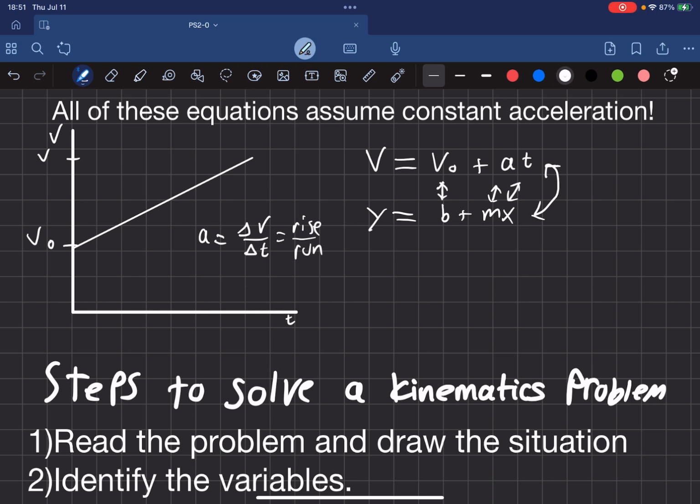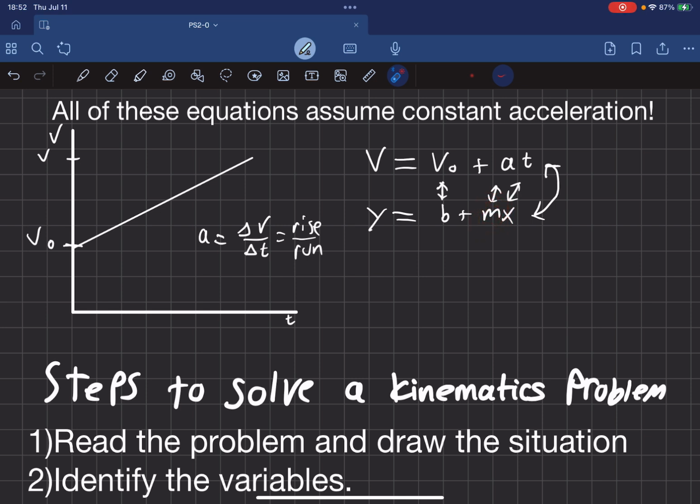The initial velocity is going to be your b, and if you remember from your algebra class, b is your y-intercept. It's where you cross the y-axis. And sure enough, that's where your initial velocity is, because at time equals 0, you start with a velocity, and that's your initial velocity. So that's your y-intercept. So that's your b. Acceleration we've already defined as the slope of the line, so therefore it's m.